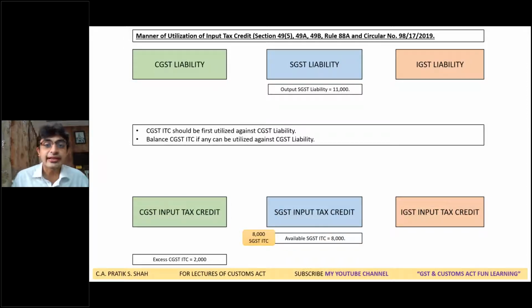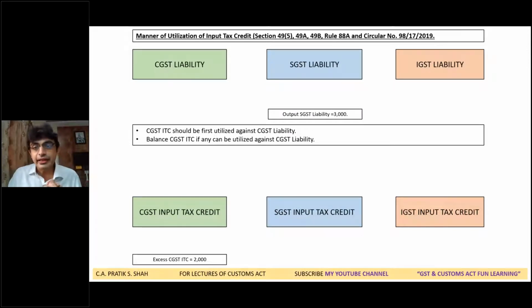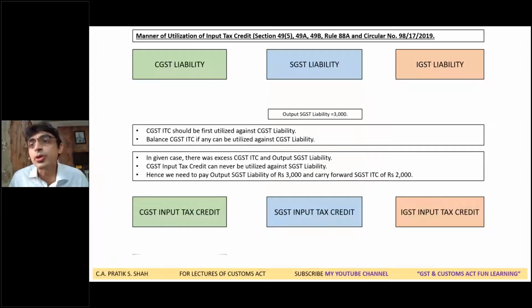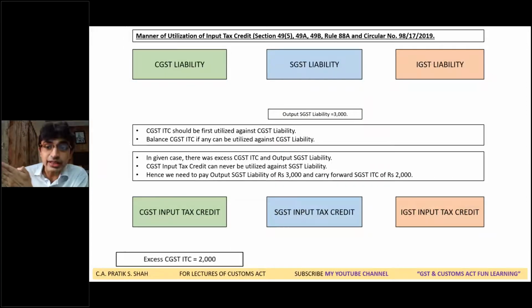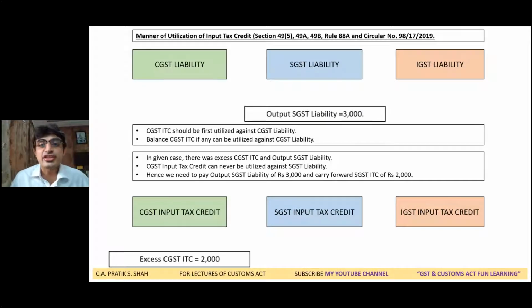SGST ITC. First, SG will give to SG. Sri Lanka will give to Sri Lanka. Obviously, it is given, but still there is a shortage. Can CGST ITC be utilized against SGST liability? Answer is big no. You cannot. So what will you do? You will carry forward the CGST ITC of 2,000 and you need to pay this SGST liability of 3,000. This is how you need to do. You're getting the point. This is a difficult one, but when you do the sums, at that time you will come to know this point.